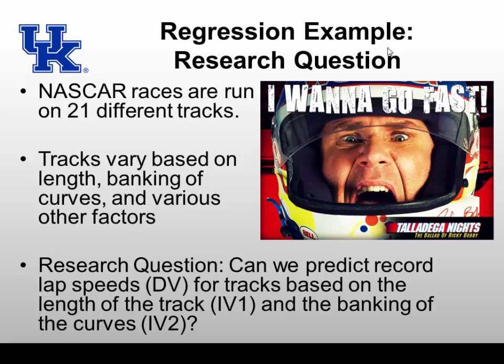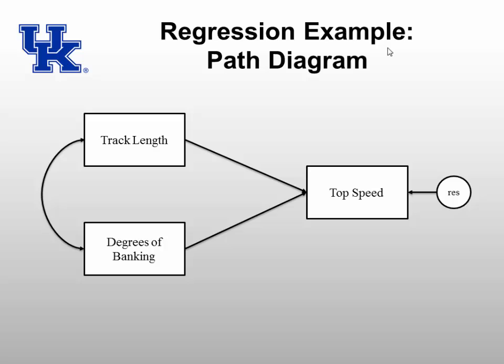And the question is, can we predict how fast you can go on the track? In this case, measured by the record lap speed, the fastest speed anyone has ever traveled for a lap, average speed for the lap. Can we predict that based on the length of the track and the banking of the curves, the maximum banking of the curves, so that Ricky Bobby can figure out what tracks he's going to be able to go fastest on?